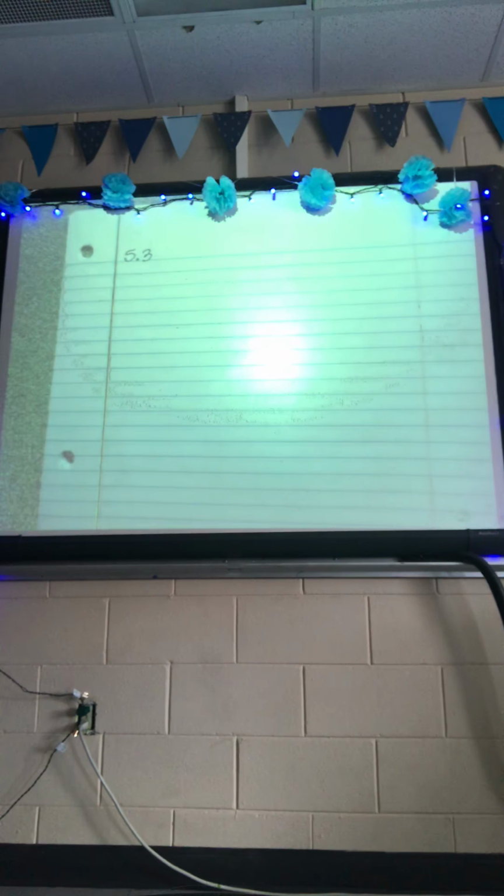Okay, 5.3. Part of 5.3 we've already done, so we're gonna skip over the part that we've already done. I don't know why they put it in two sections, it's exactly the same thing. So we're gonna move on to this one little short, sweet section right here.